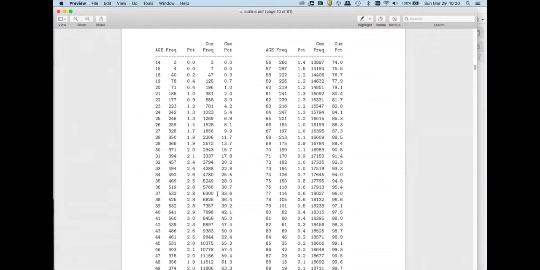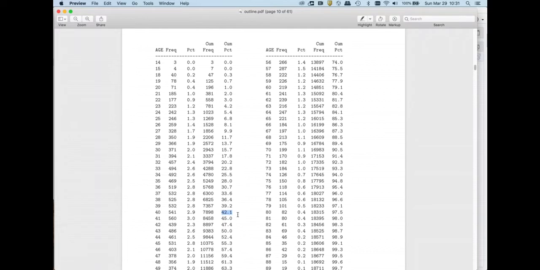But the way we answer that question is we just go to the cumulative percent, and we can just read off the answer. So the proportion of people who are 40 or younger would be 42.1%. Alternatively, we'd add up all these percents, and the sum of all these percents would give us 42.1.